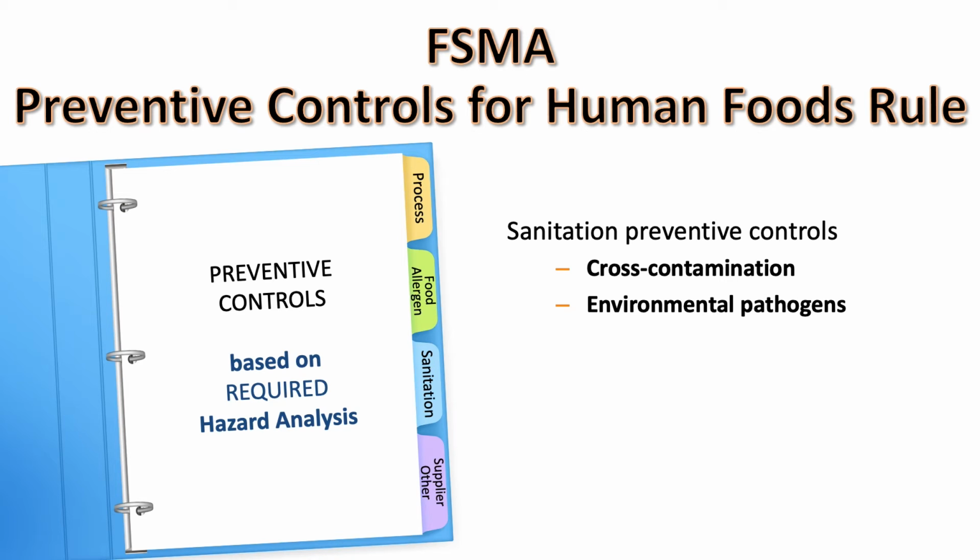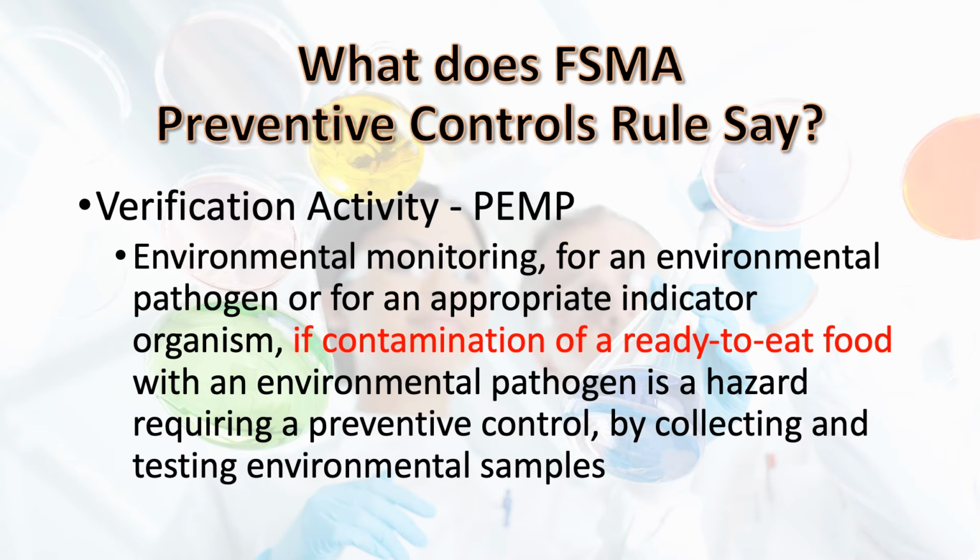Sanitation preventive controls are designed to reduce or prevent cross-contamination of finished product with biological hazards and prevent the establishment of environmental pathogens in your facility. In some cases, that will require establishment of a PEMP. The Preventive Controls Rule considers PEMPs to be a verification activity for ready-to-eat foods that can become contaminated or recontaminated with an environmental pathogen.